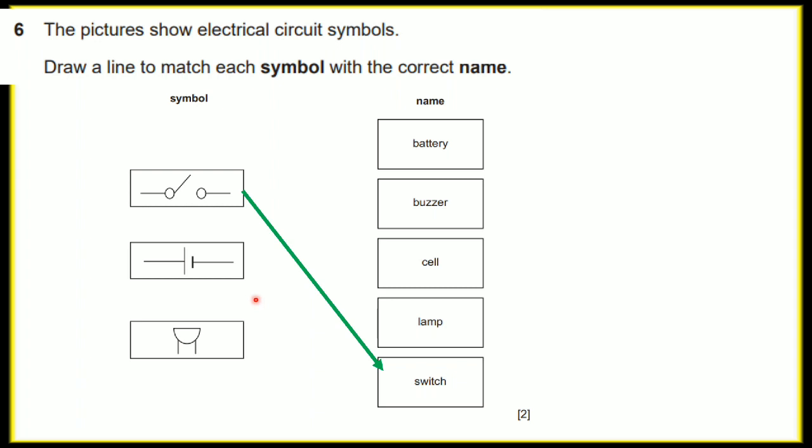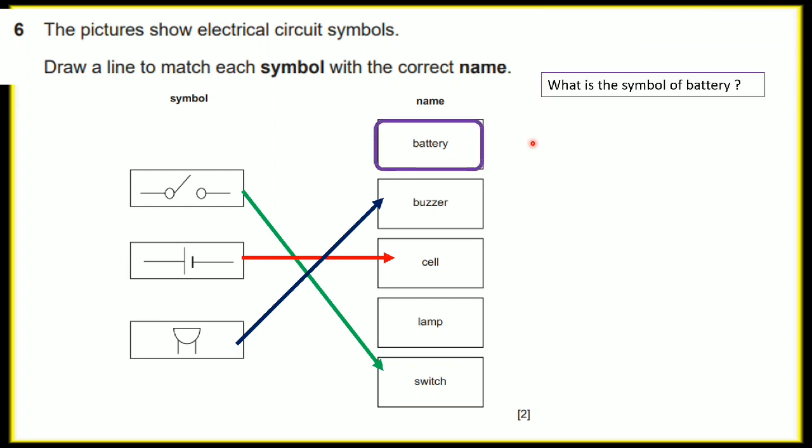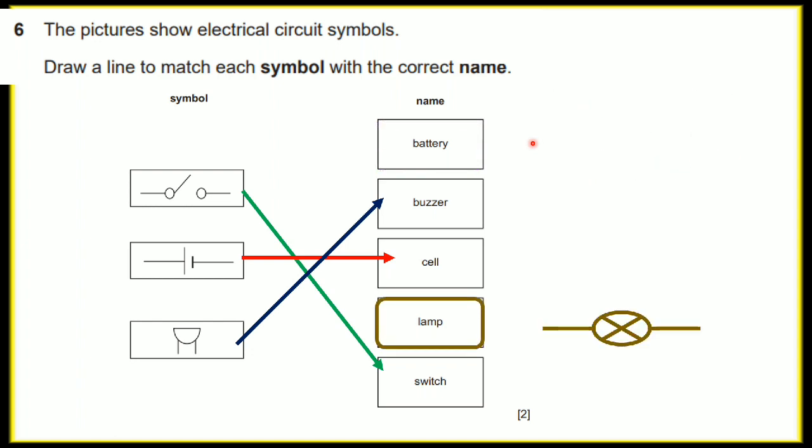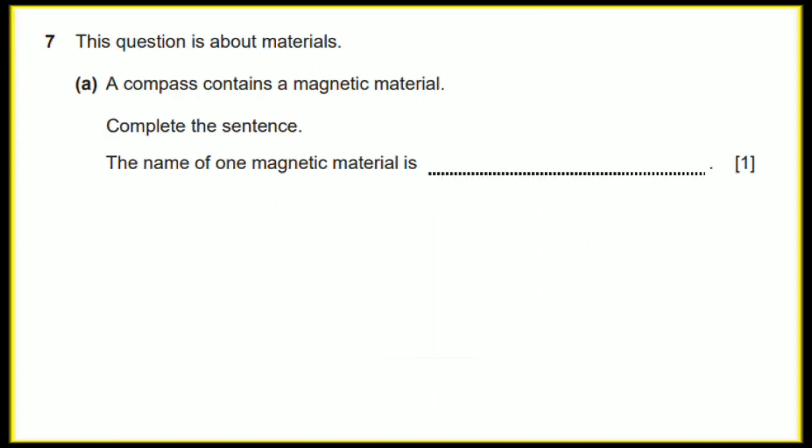Cell, you are correct. What about this? Buzzer, correct. So, let's see, what is this? The battery. It's a battery, a combination of cells. So that is that. Then the next one is a lamp. So you have a circle with a cross inside. That's how you represent your circuit.